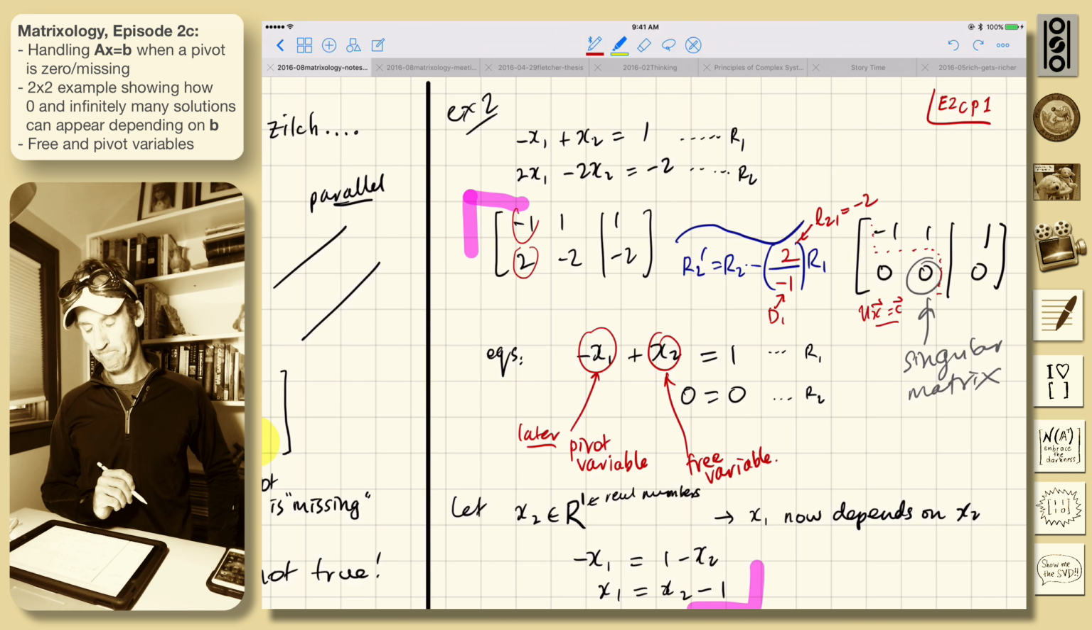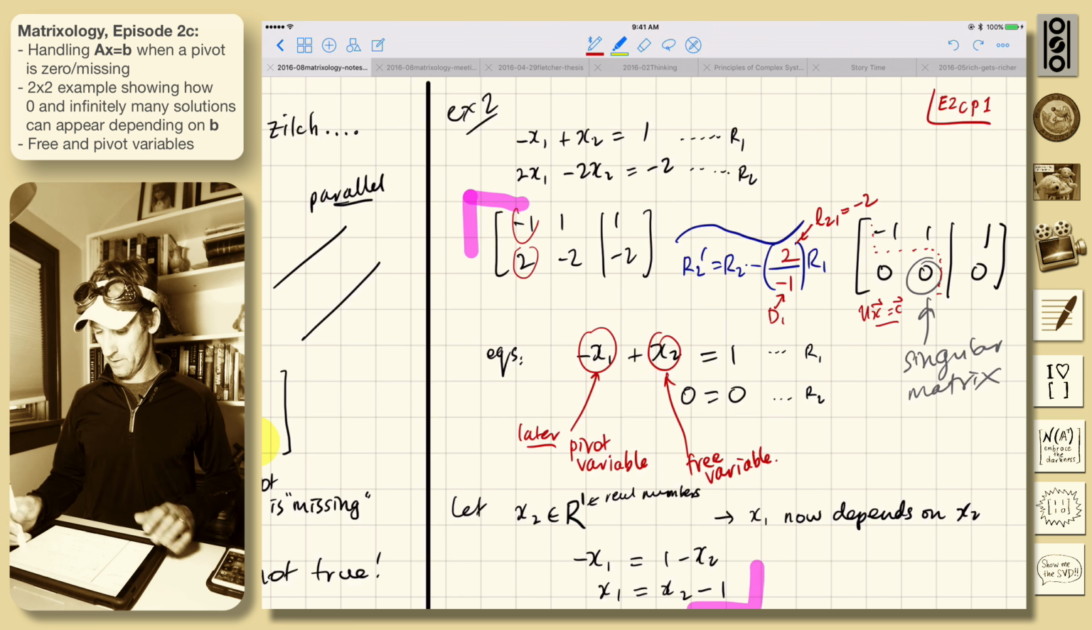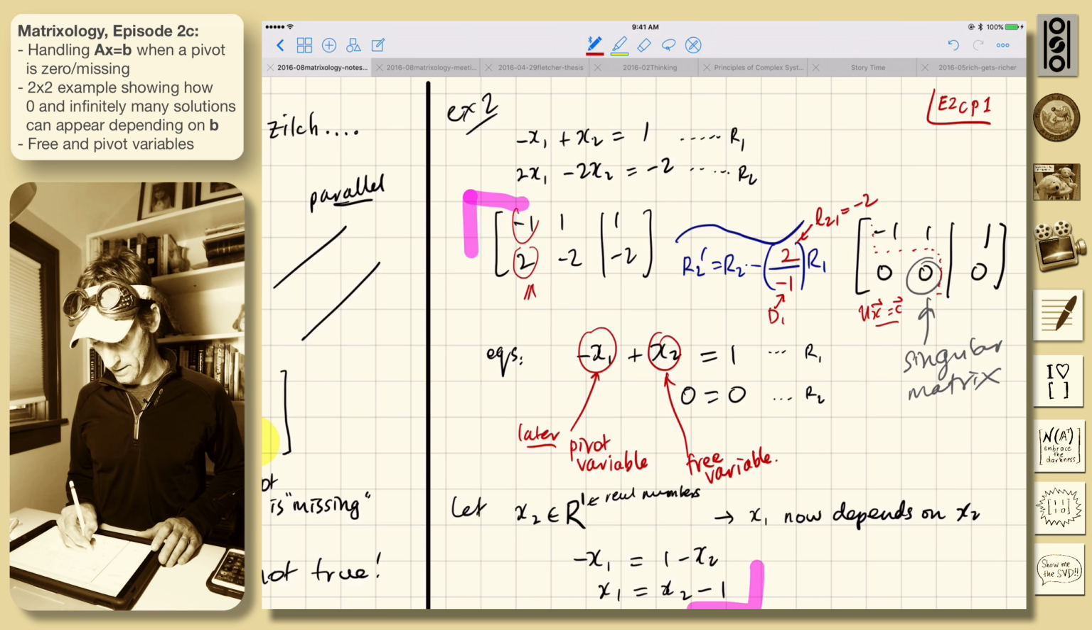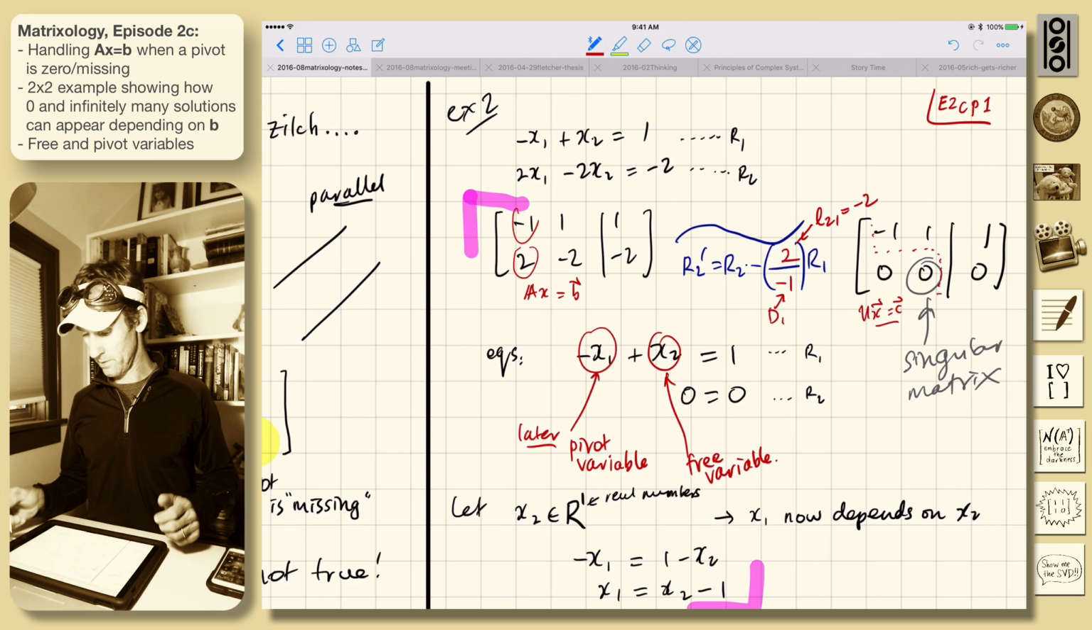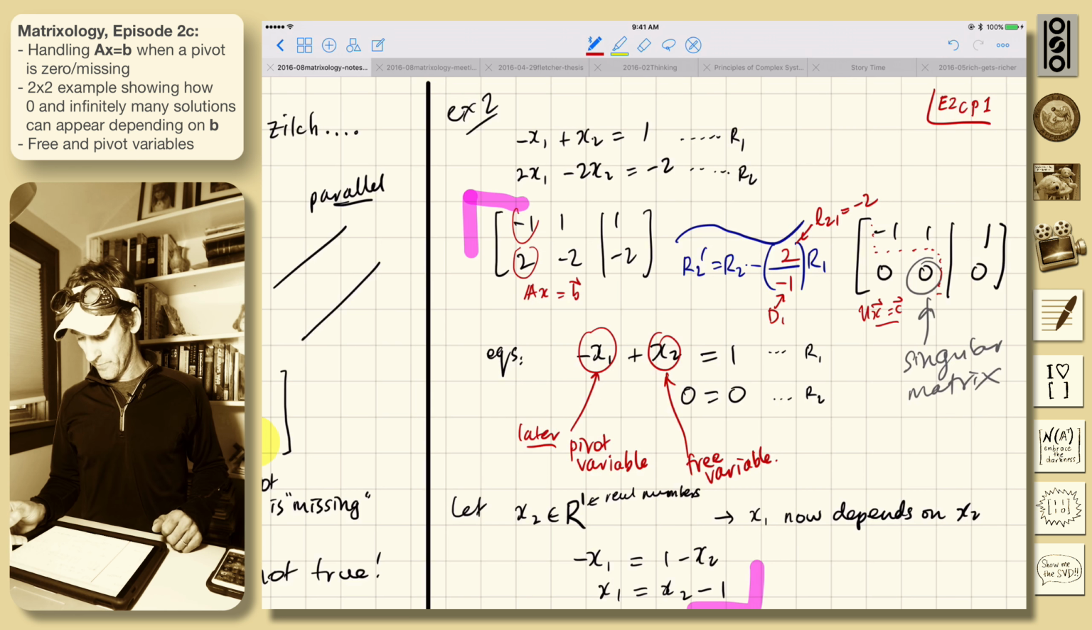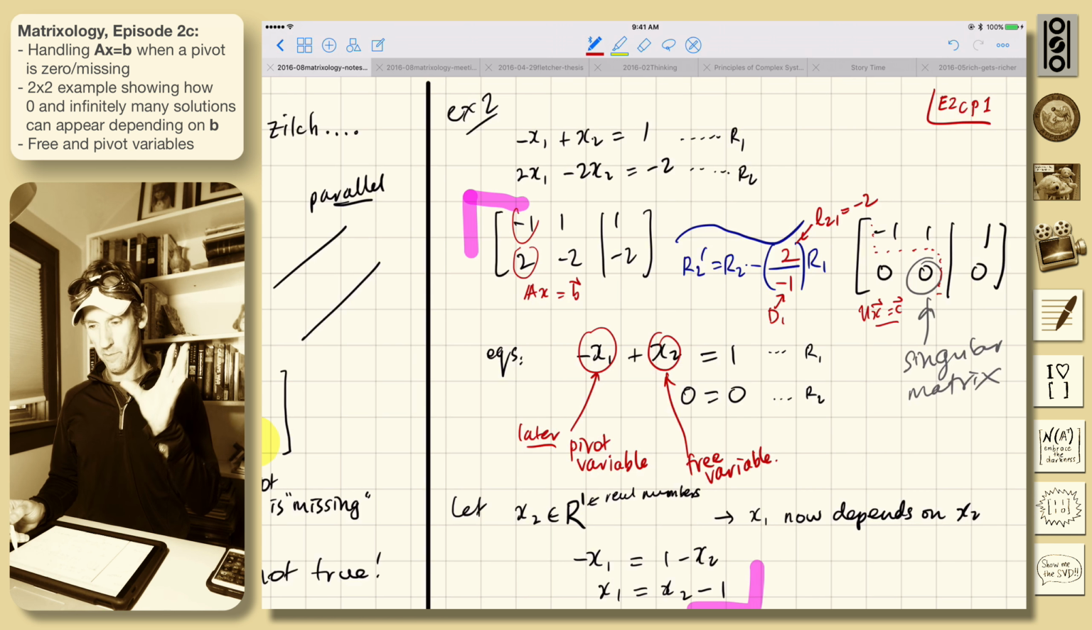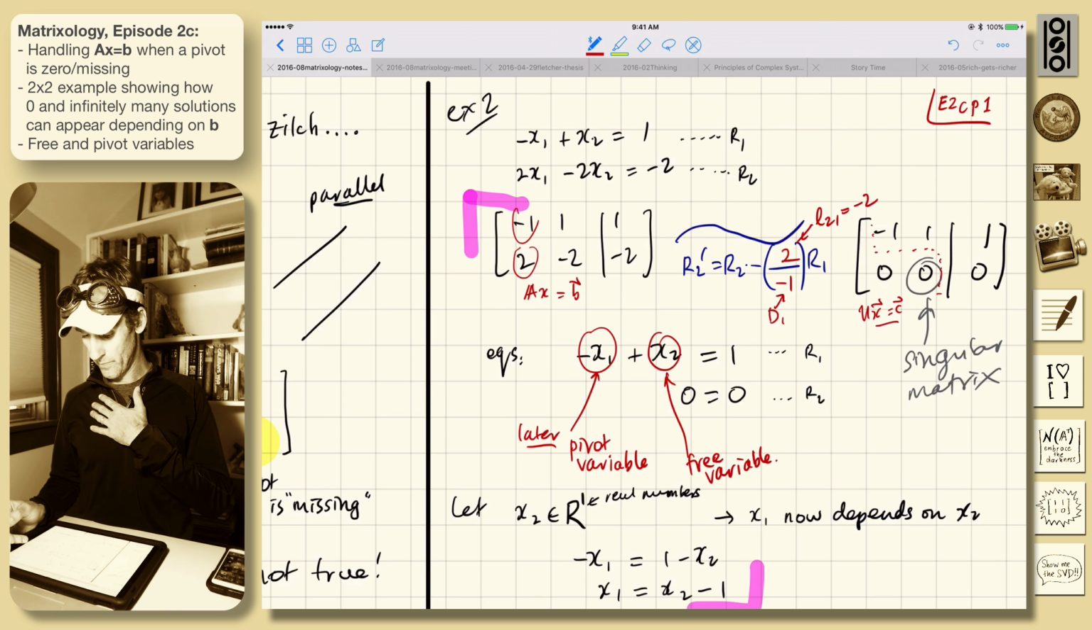Right? And again, this is really Ax equals b, right? That's exactly what this is encoding. Fine. And we're trying to get to Ux equals c. We're trying to make an upper triangular matrix. So we'll be able to do that.